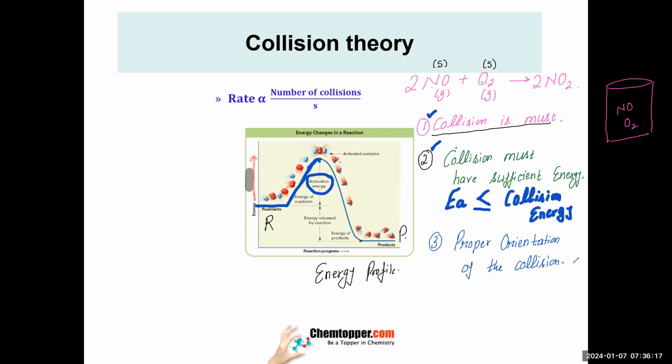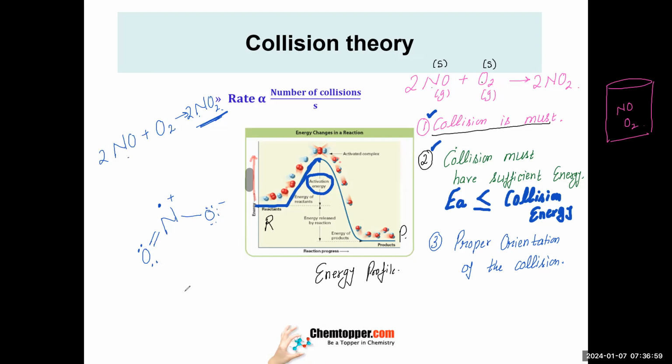Now let's try to understand the meaning of proper orientation. NO colliding with O2 to give NO2. That's the reaction we are discussing, right? Let's look at the Lewis dot structure of NO2. There is nitrogen with oxygen here, and there is one electron, so it has a positive charge. All these things we have done earlier. So this is the Lewis dot structure of NO2.